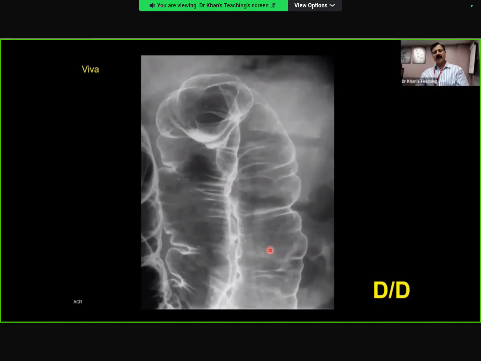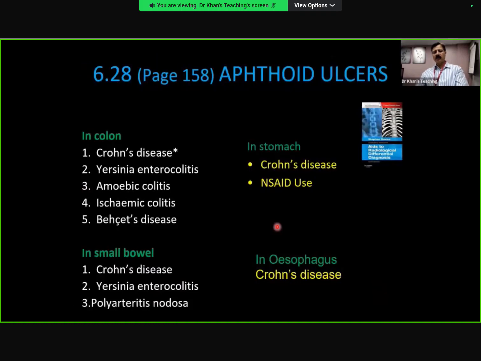You see, the idea is again to show you radiological findings which you can pick up and describe. You have described it extremely well. There is contrast pooling, and surrounding that is a lucency, meaning edema. And this is aphthoid ulcer. You remember it, isn't it?